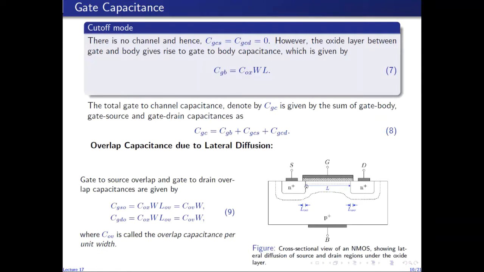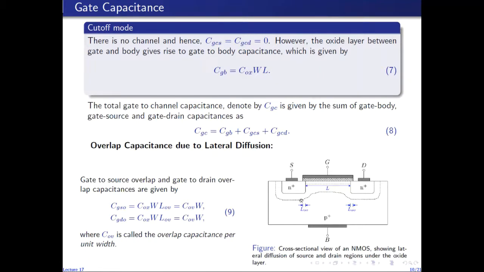the overlap. So denoting by L subscript OV the amount of protrusion of the source and drain regions under the silicon dioxide layer, we see that the length of the overlap is L subscript OV, and the other dimension of this overlap is the width dimension, which is perpendicular to the plane of this slide. So the area of the overlap is then given by width of the channel times LOV.